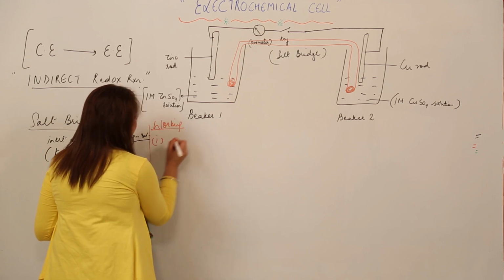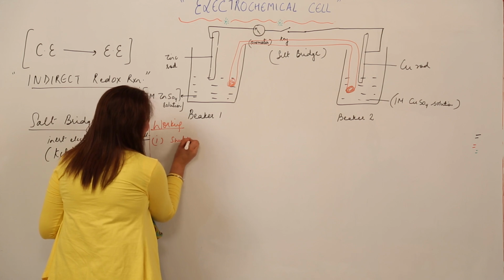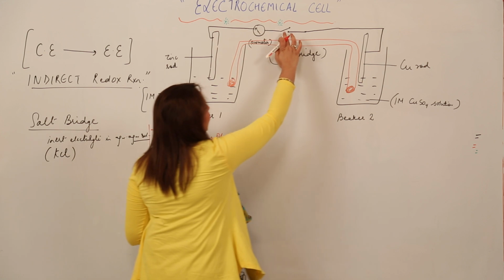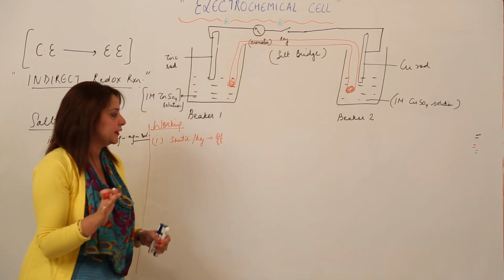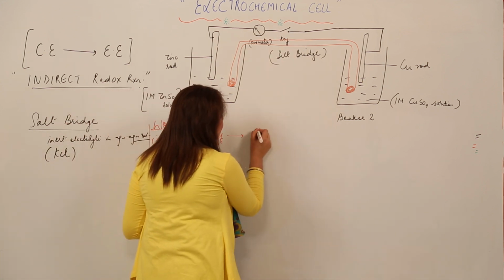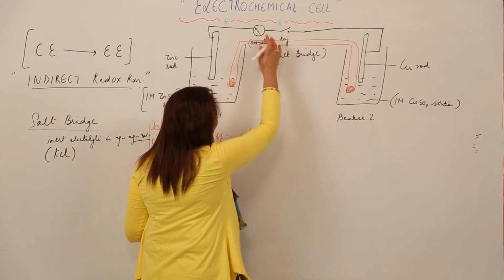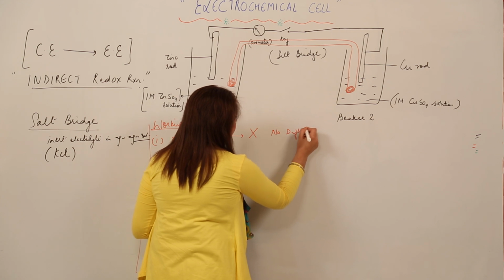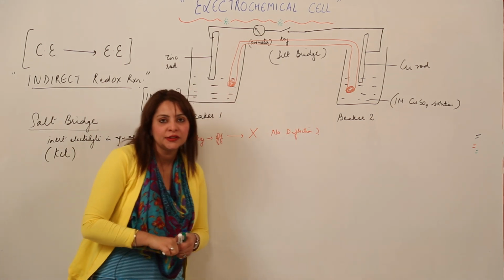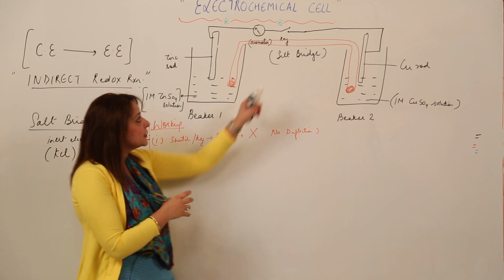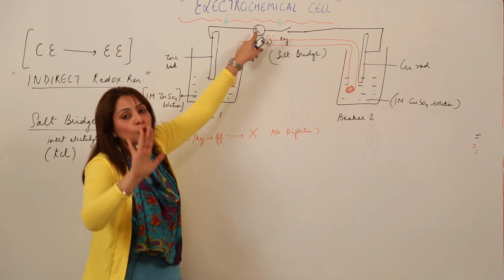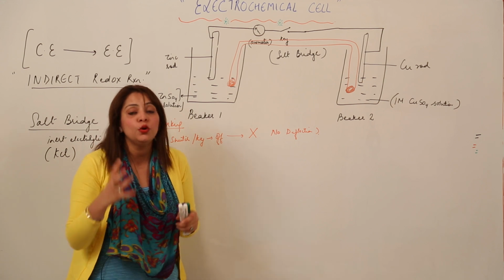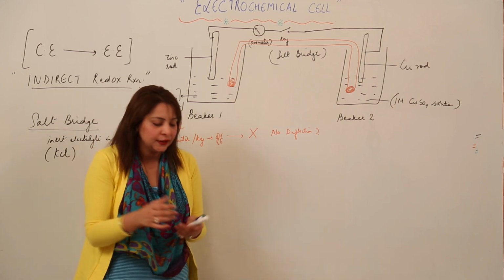Initially, when the switch, or you can say the key, is off, meaning there is no connection between the wires, we get to see nothing. There is no deflection produced in the ammeter. That means nothing happened, right? So when the key is open, we see no deflection in the ammeter, indicating that there is no production of electric energy, no conversion of chemical energy into electric energy.